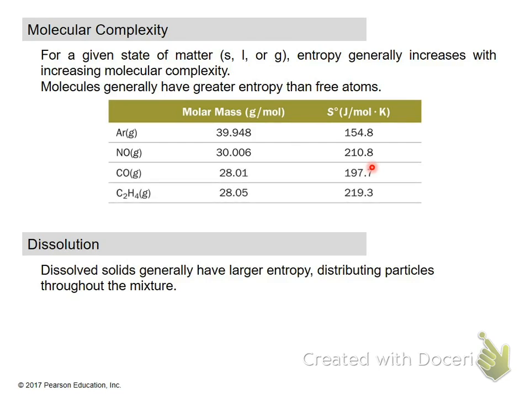Comparing nitrogen monoxide and carbon monoxide, they both have the same number of atoms, except nitrogen monoxide is slightly heavier, with a slightly higher molar mass. Because of that, the standard molar entropy of nitrogen monoxide is also slightly higher than that of carbon monoxide. And looking at the fourth example here, we have ethane, C2H6, which contains a total of 8 atoms, and has a low molar mass but pretty high standard molar entropy.